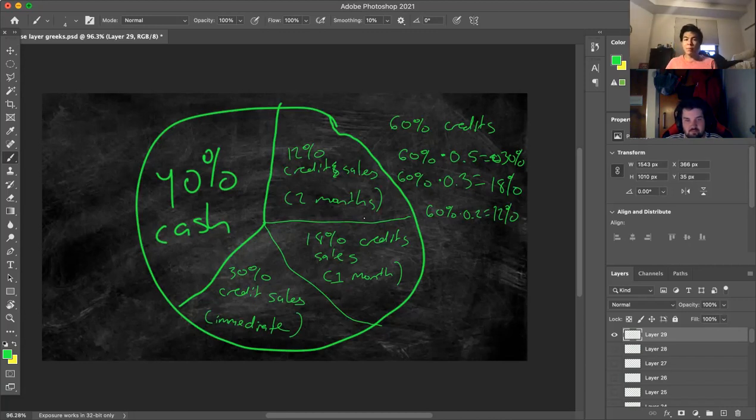So now we have our pie. And because the 30% of credit sales is immediate, that means we receive 70% immediately.